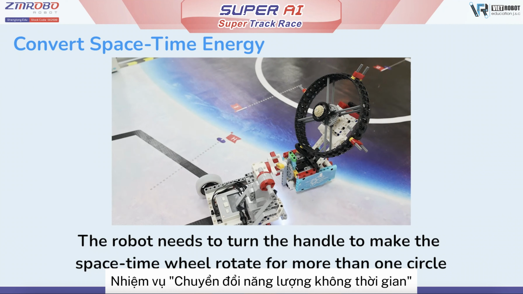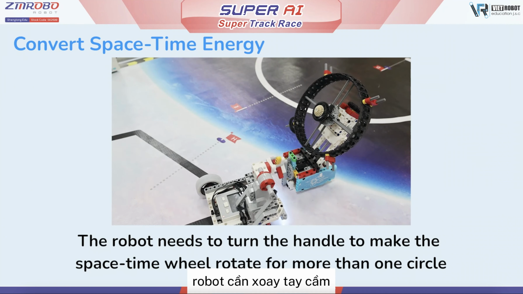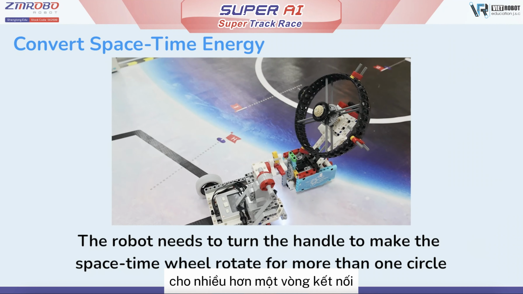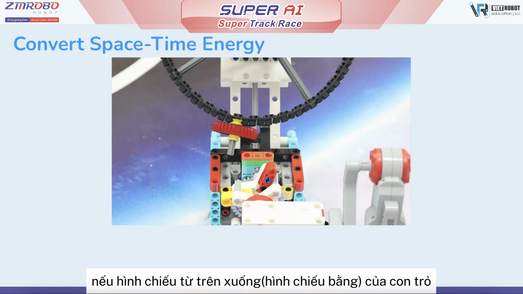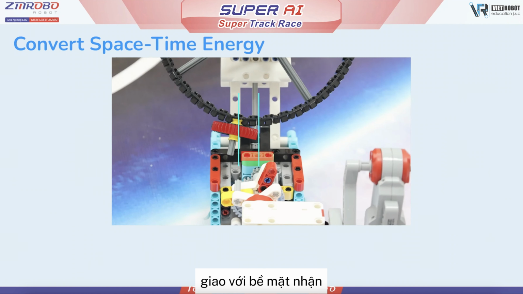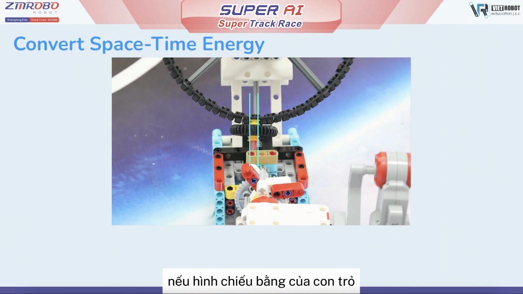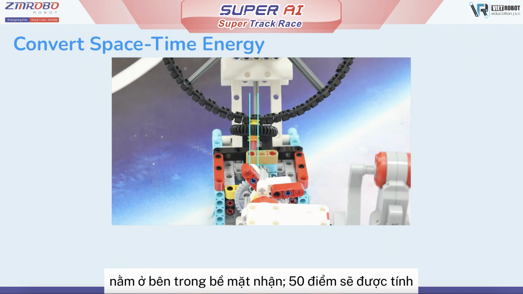Convert spacetime energy. The robot needs to turn the handle to make the spacetime wheel rotate for more than one circle. If the orthographic projection of the pointer plate intersects with the receiving surface, 10 points will be scored. If the orthographic projection of the pointer intersects with the receiving surface, 50 points will be scored.